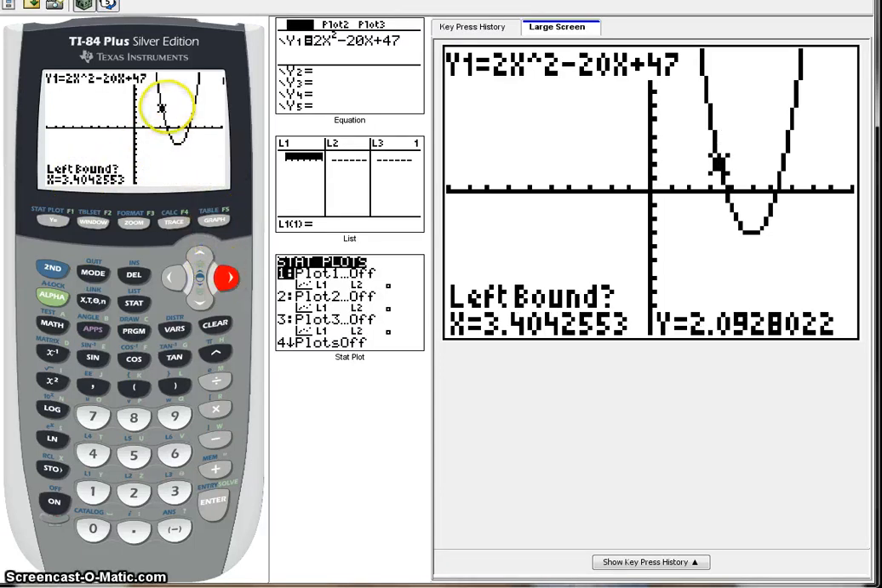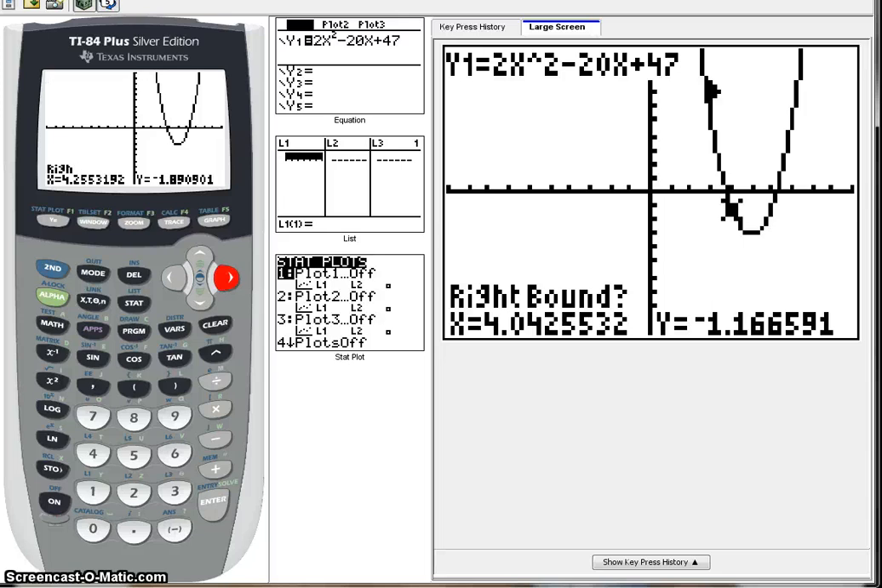Now, since the flasher is on my left side, I'm good to go. I'm going to hit enter. That's the left bound, the left side of my graph, my parabola. Now it's asking for the right bound. So I want to make sure that I'm on the right side of my vertex. So I need to move the flasher to the other side of the vertex.